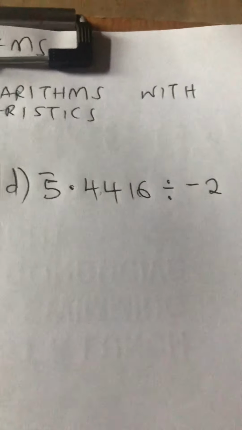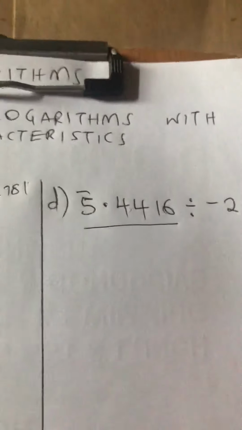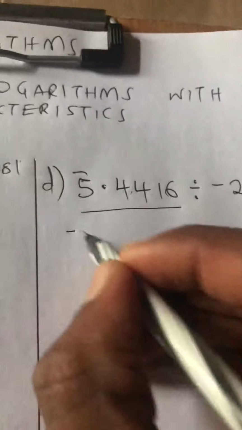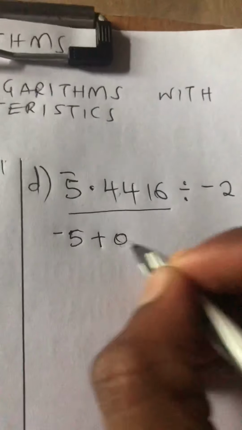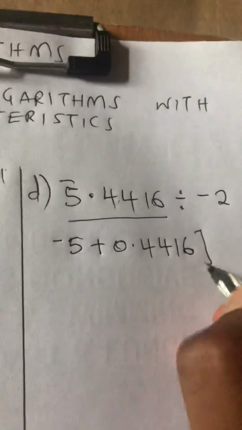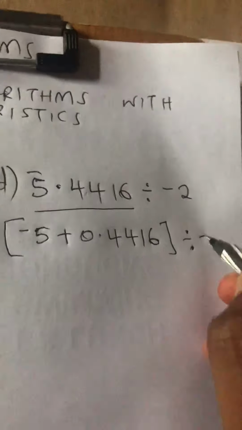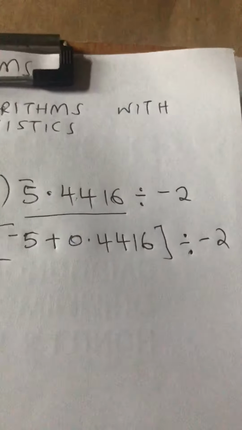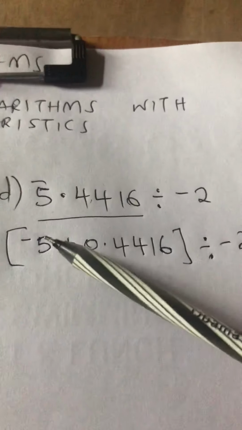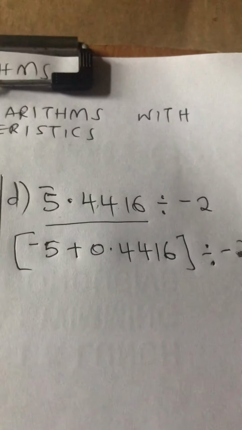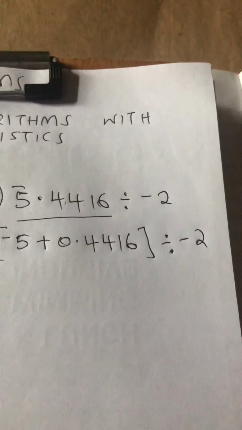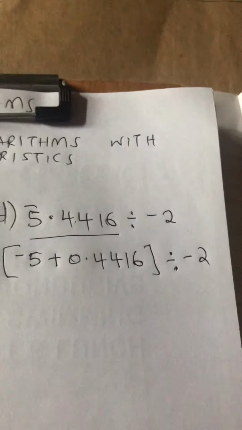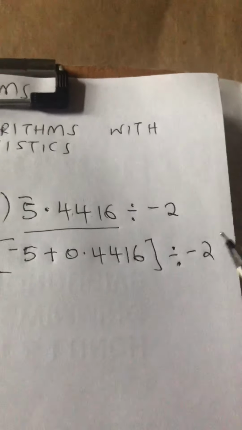This is bar 5.4416 divided by minus 2. Again, siri ni kawaida, split these. This becomes minus 5 plus 0.4416 divided by minus 2. Nimezigawanyisha vile tu tumekuwa tukizigawanyisha. Again, alafu najiuliza swali: if I divide negative 5 by negative 2, will I get an answer bila remainder? Hapana. Nikidivide -5 na -2 nitapata remainder.